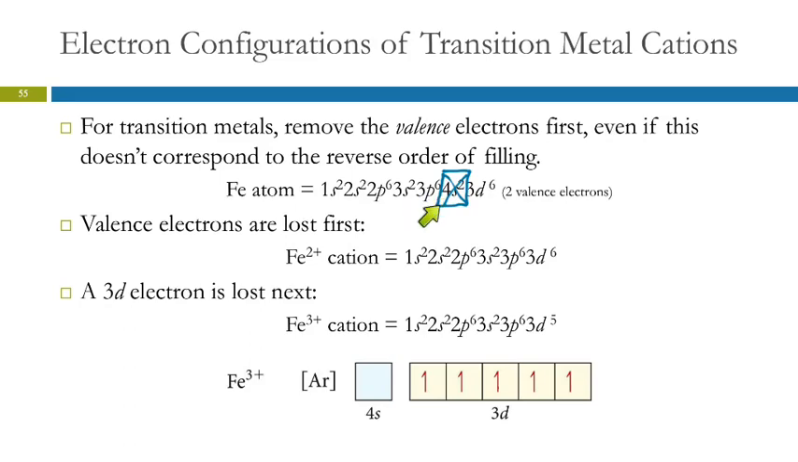So we get rid of those 2, that gives us an iron 2 cation, and so here we've got this electron configuration. The 4s is gone because it doesn't have anything in it. And then if we want to make an iron 3 cation, we're going to take 1 off this last sublevel and make that a 5.